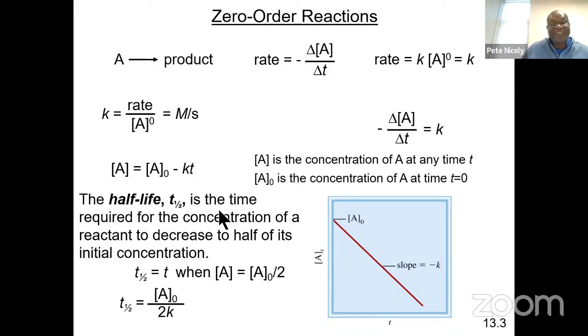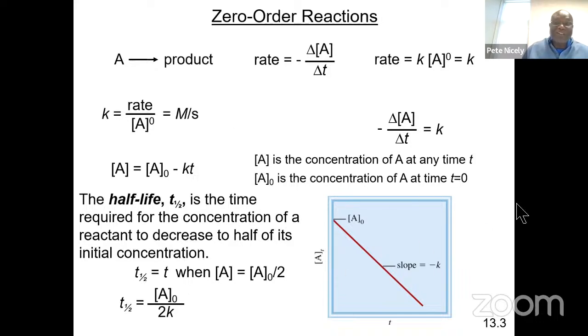So based on this definition, when the time is equal to the half-life, the concentration of A at that time would be equal to half the initial concentration of A. So if you plug in t half for t here, and half the initial concentration of A for A here, then what you find is that this equation will be simplified to give you this equation here. So this is the equation for the half-life of a zero order reaction.